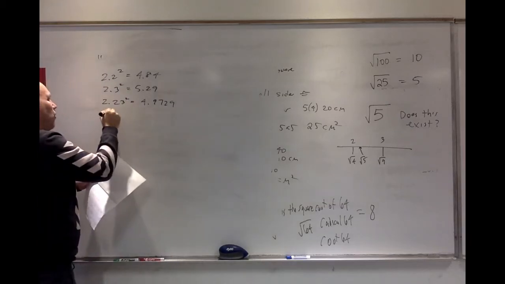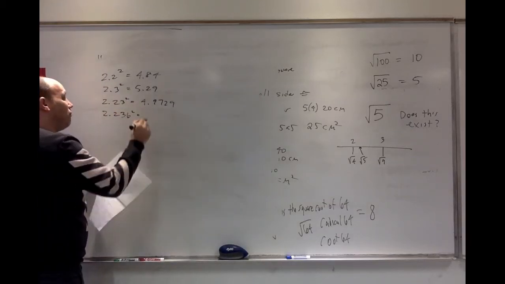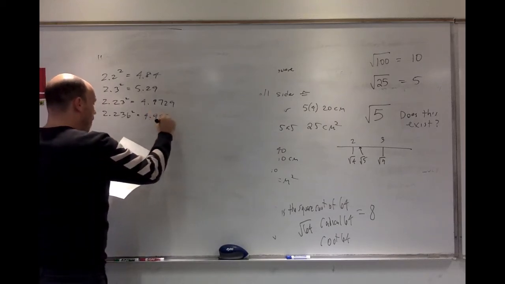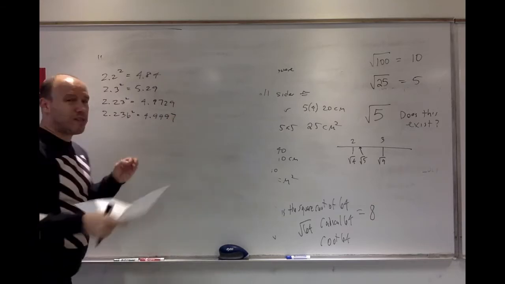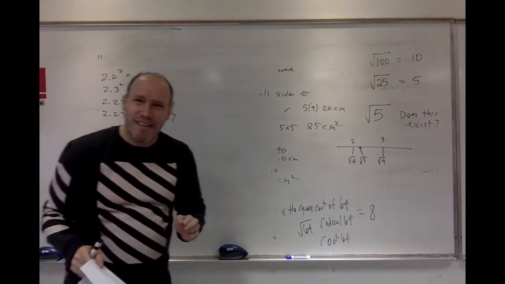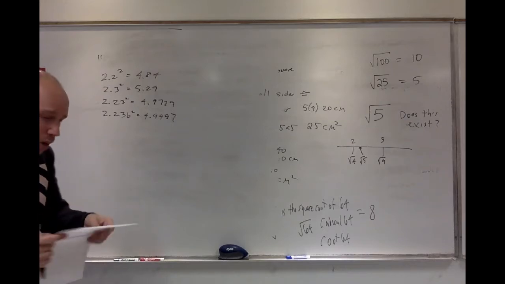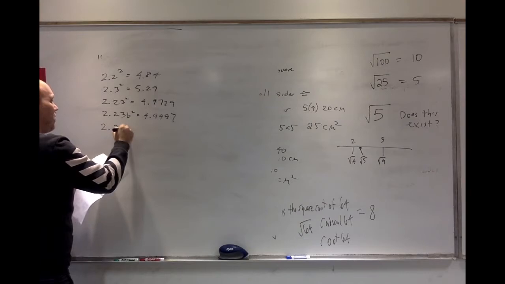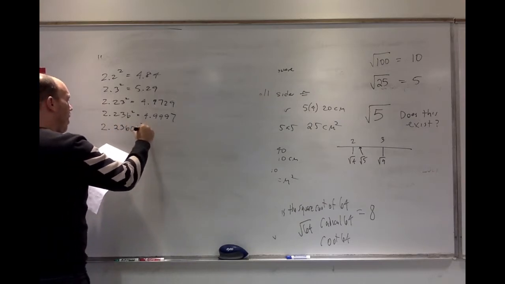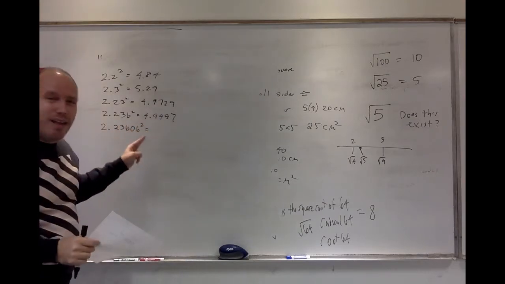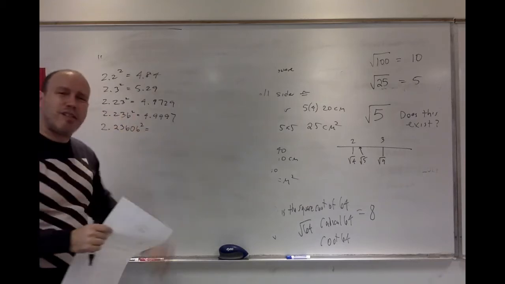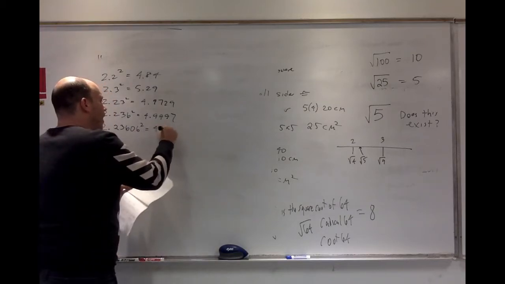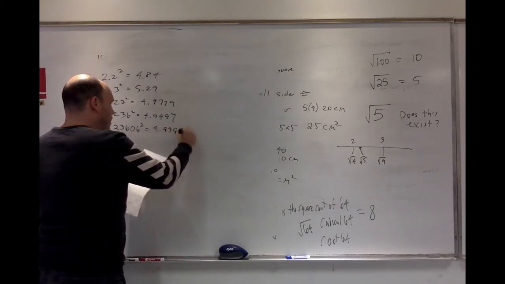How about 2.236 squared? That gives us 4.9997. We're almost there. Are we almost there? Let's go another decimal. How about 2.23606 squared? This would be it, right? How about 1, 2, 3, 4, 5 decimal places? We're definitely getting to 5, right? Well, we actually get to 4.99996.